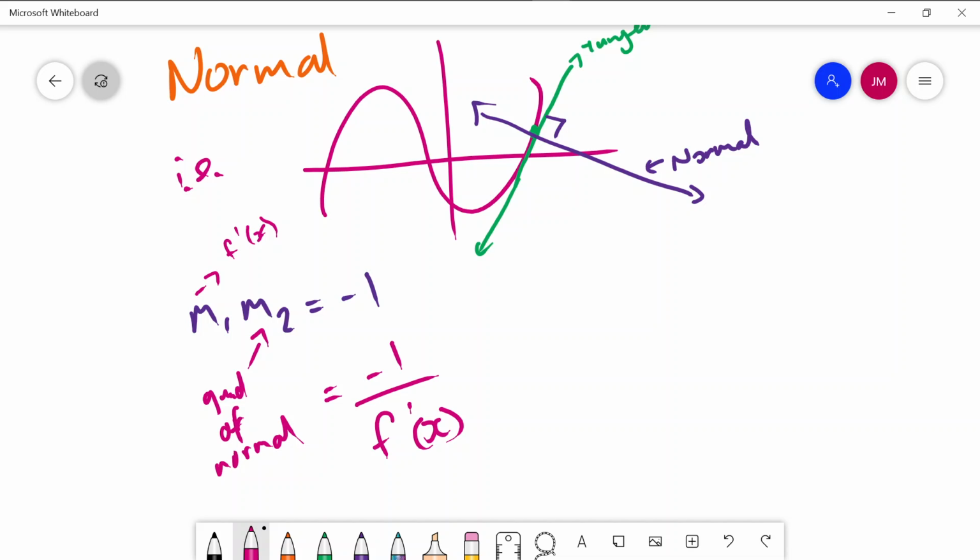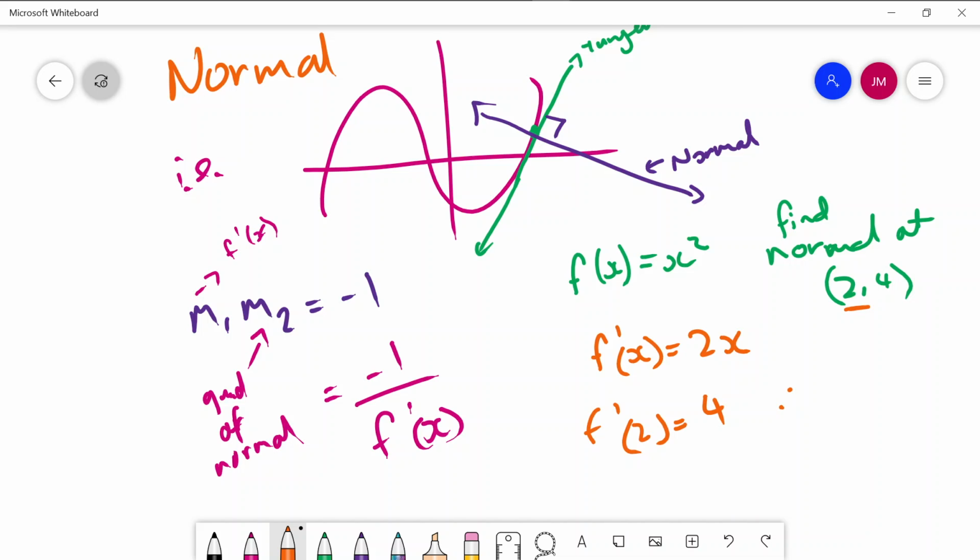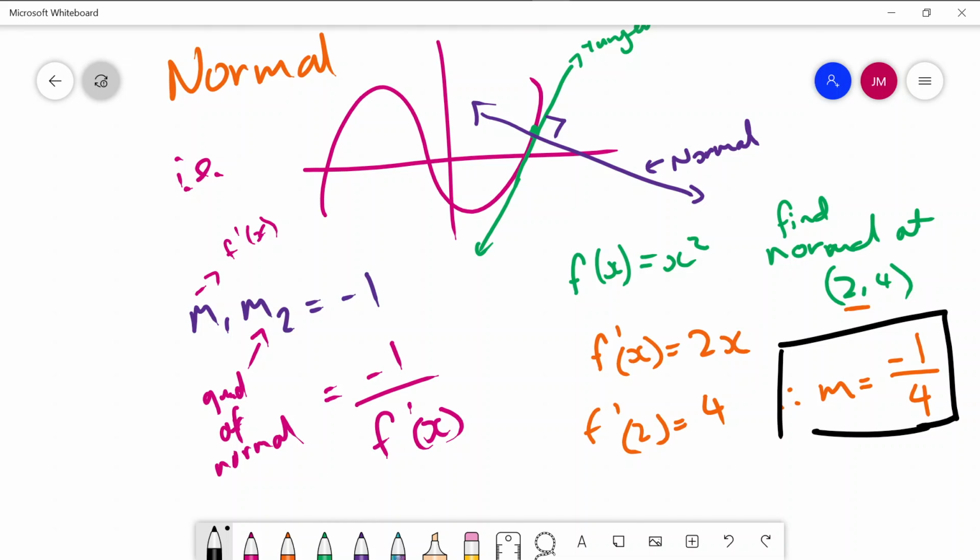So let's do that same question. f of x was equal to x squared, and we want the normal at (2, 4). We'd find the derivative first. The derivative we found was 2x, sub in the point that we know, which is 2. So we know it is 4, so therefore the gradient is equal to -1 over 4, or -1/4. So that's the key difference. The rest of the working out process is the same.